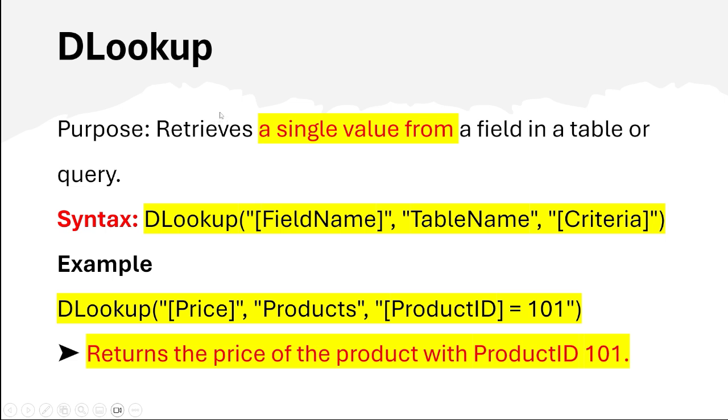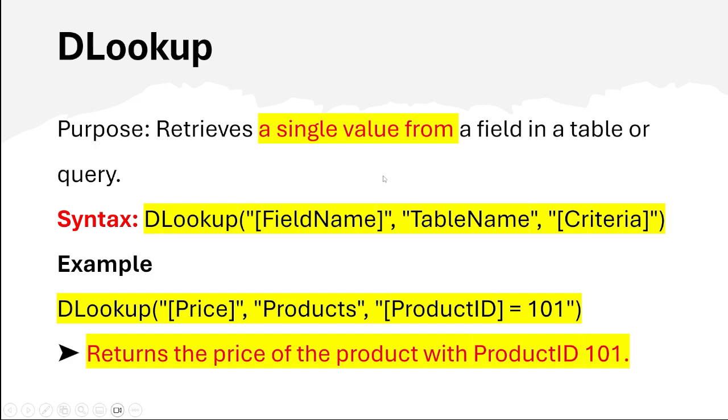So the DLookup function, this is the syntax, right? You have DLookup, the name of the field that you are interested in, and the next item here is which table has this field. So if I have a field called, for example, price, that price should be found in the products table. And the criteria on which I want to find this price is that I'm interested in the product ID that is equal to 101. So basically, that is how the DLookup function works.